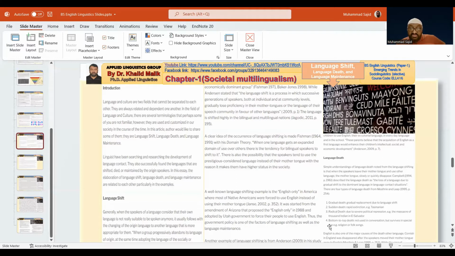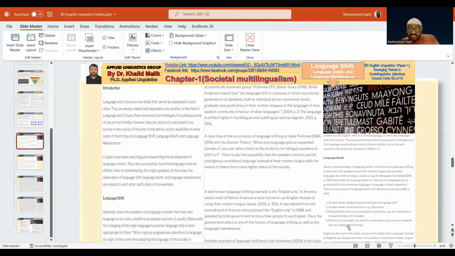Number 1, gradual death: gradual replacement due to language shift. Number 2, sudden death: rapid extinction. For example, the Tasmanian language is one of the examples. Number 3, radical death due to severe political repression. For example, the massacre of 1,000 Indians in El Salvador that killed one language. It's a radical death.